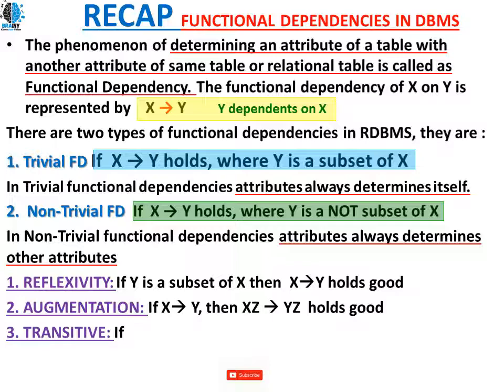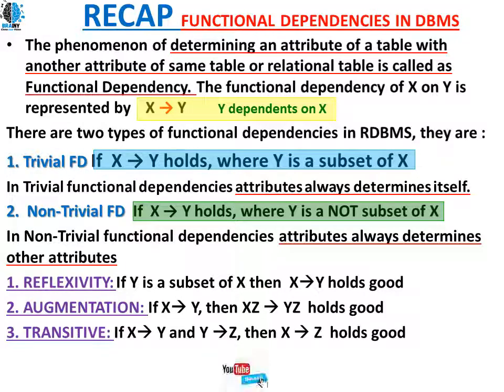Next, transitive. This is very important. So if X goes on Y and Y goes on Z, then X goes on Z also holds good. So it means that if Y depends on X and Z depends on Y, then Z also depends on X. So this is our transitive property of our functional dependency.